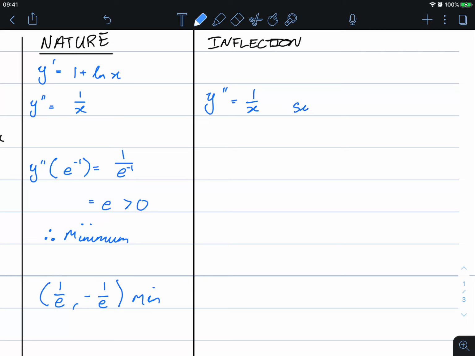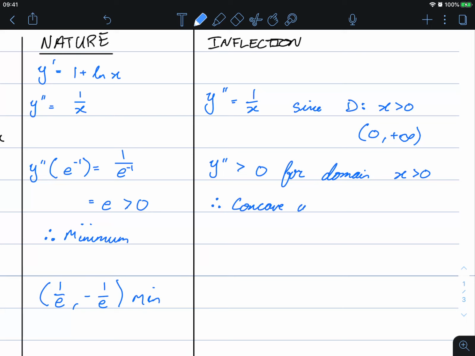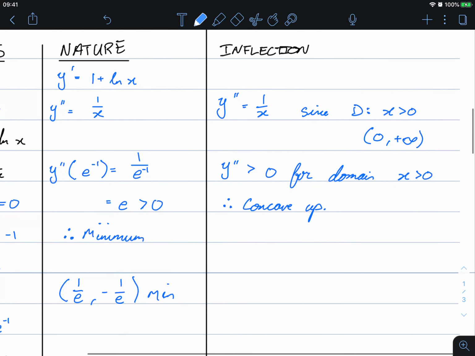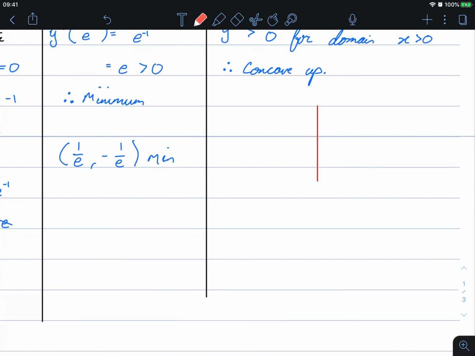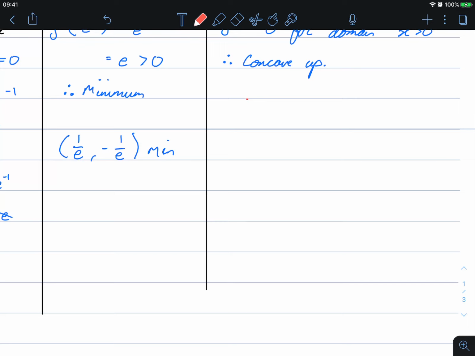So we can say that since the domain is x greater than 0, or we can do it in bracket notation, y double prime is greater than 0 for domain x is greater than 0. Therefore, because it's always greater than 0, it's always concave up. Now, because it's always concave up, we can draw the graph from what we know. So we can sketch the graph from what we know.